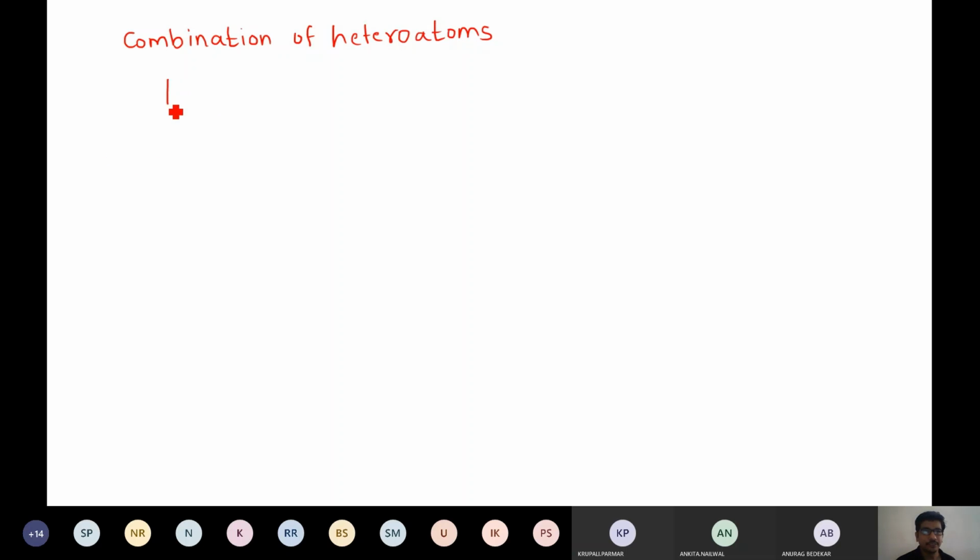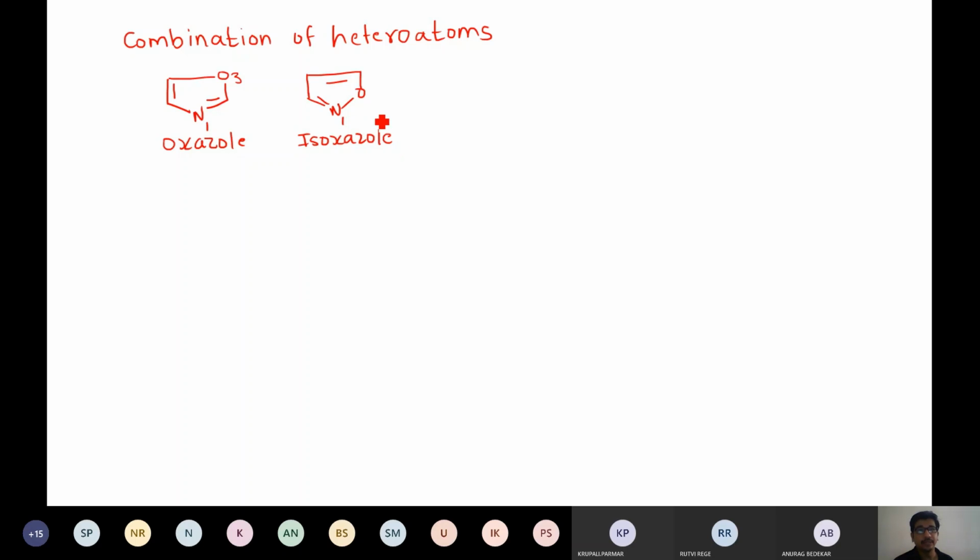Okay, so let's start with nitrogen and oxygen. Can someone tell me what is the name of this particular heterocycle? Anyone? 1,3-oxazole. That is the IUPAC name. Common name? This is called oxazole. So when nitrogen and oxygen are oriented as 1,3, it is called oxazole. And when nitrogen and oxygen are oriented as 1,2, it is called isoxazole.